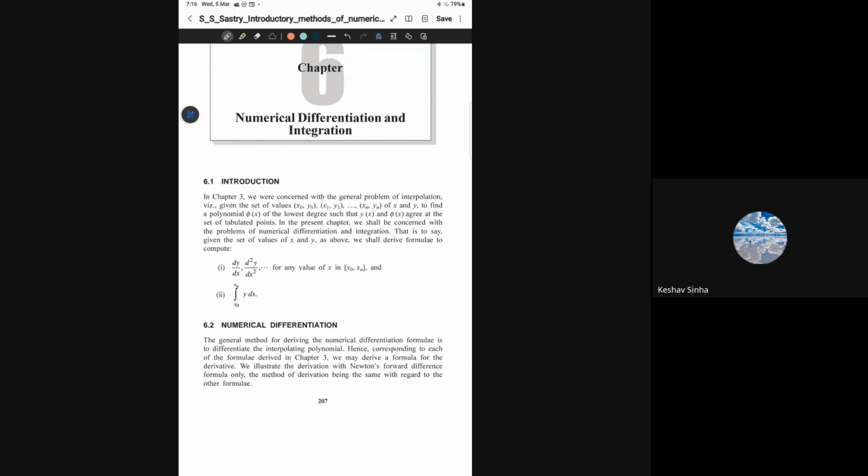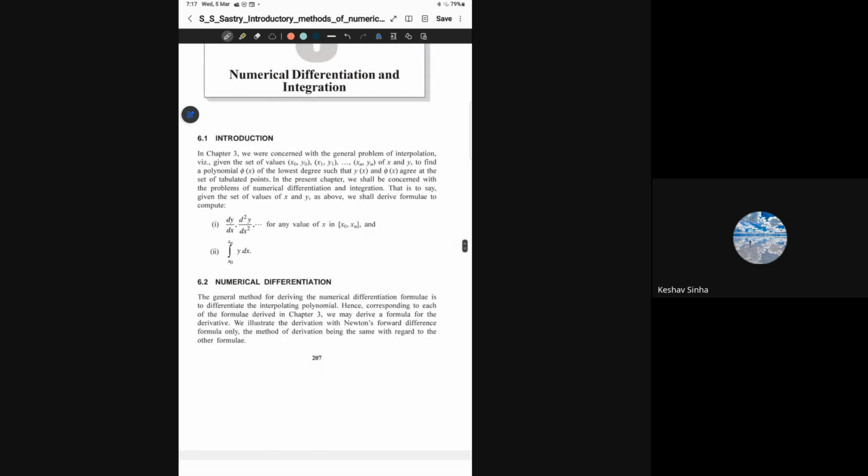I have explained interpolation last class. It is a bit like finding in-between points. And here differentiation is basically finding the slope, dy by dx, d square y by dx square. So the general method for deriving the numerical differentiation formula is to differentiate the interpolating polynomial.